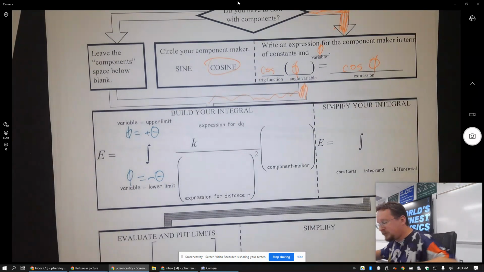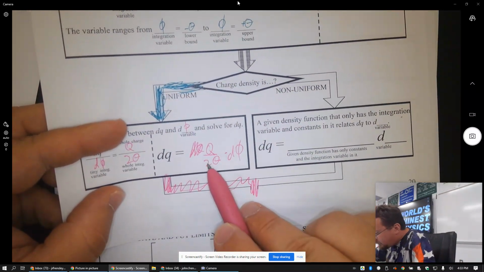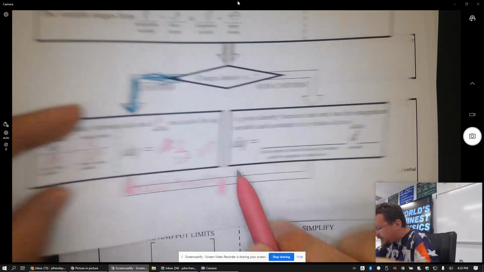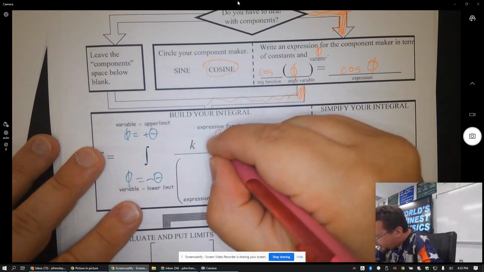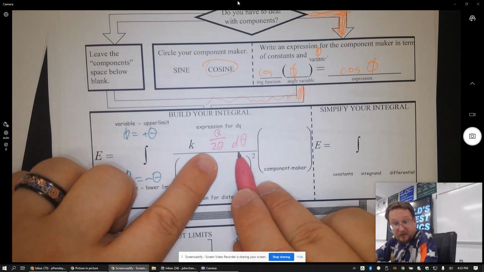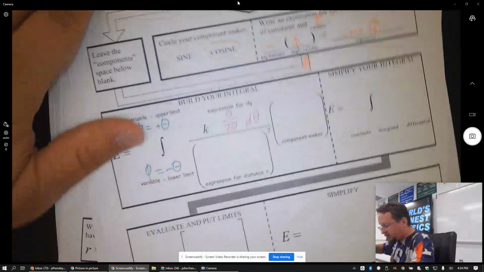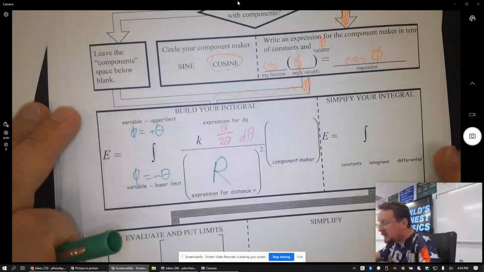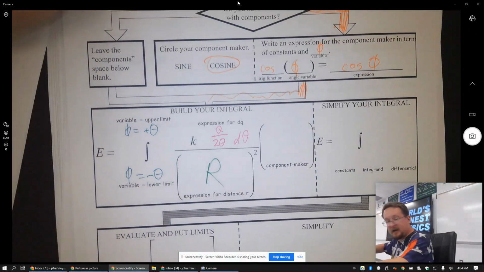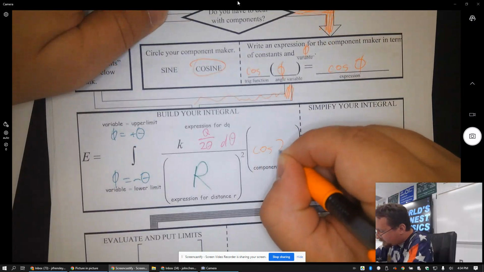Okay, what was my expression for dq? dq, here we go. Q over 2 theta d phi. You see, I'm just building the integral based on what we said. Okay, what's the R? The R is big R. So there it is. Each piece is just getting plugged in. And then the component maker is cosine phi.